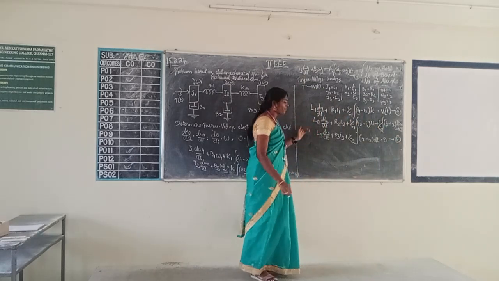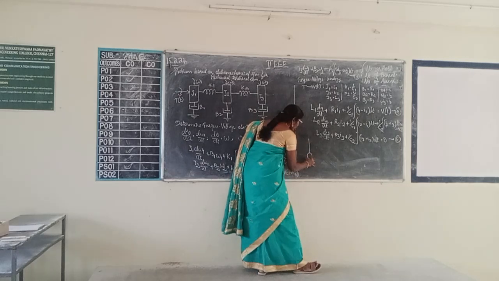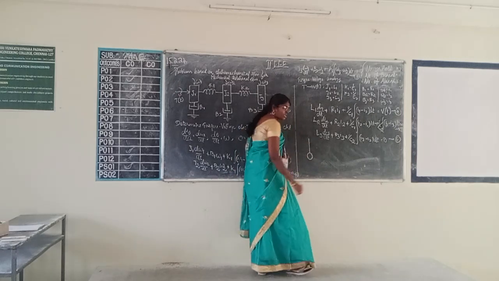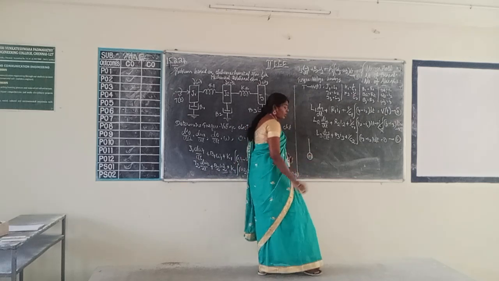Okay. Now the input is the forcing function, right? So the forcing function is V of t.